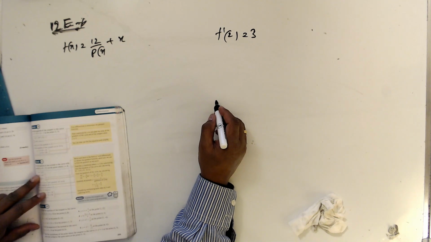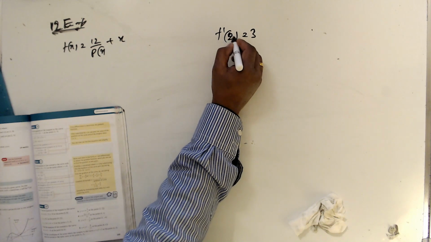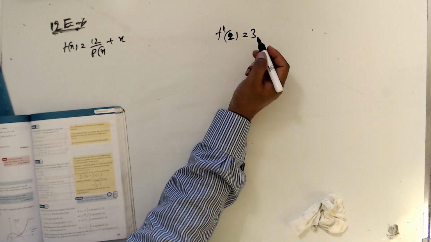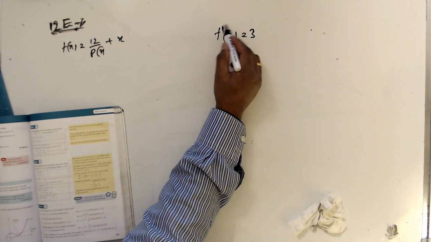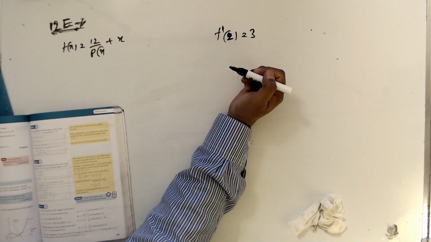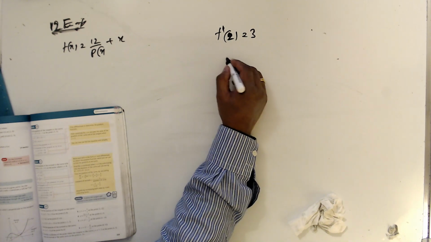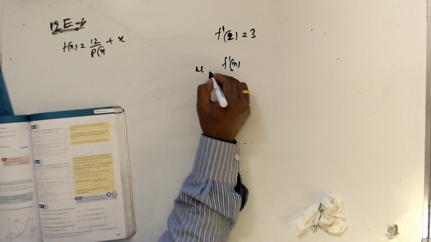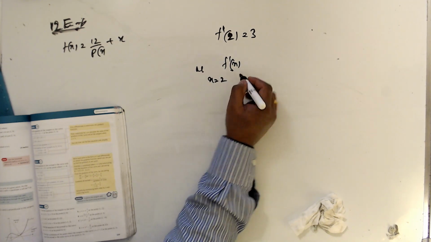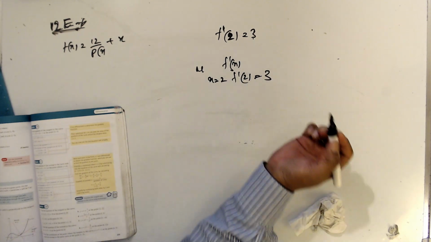Question number 6. f dash 2 equal 3. This is the equation. If you can find f dash 2, that is fine. What does f dash 2 mean? It means f dash x is the gradient at any point, and at x equal to 2, f dash 2, the gradient is 3. That is the meaning of it.